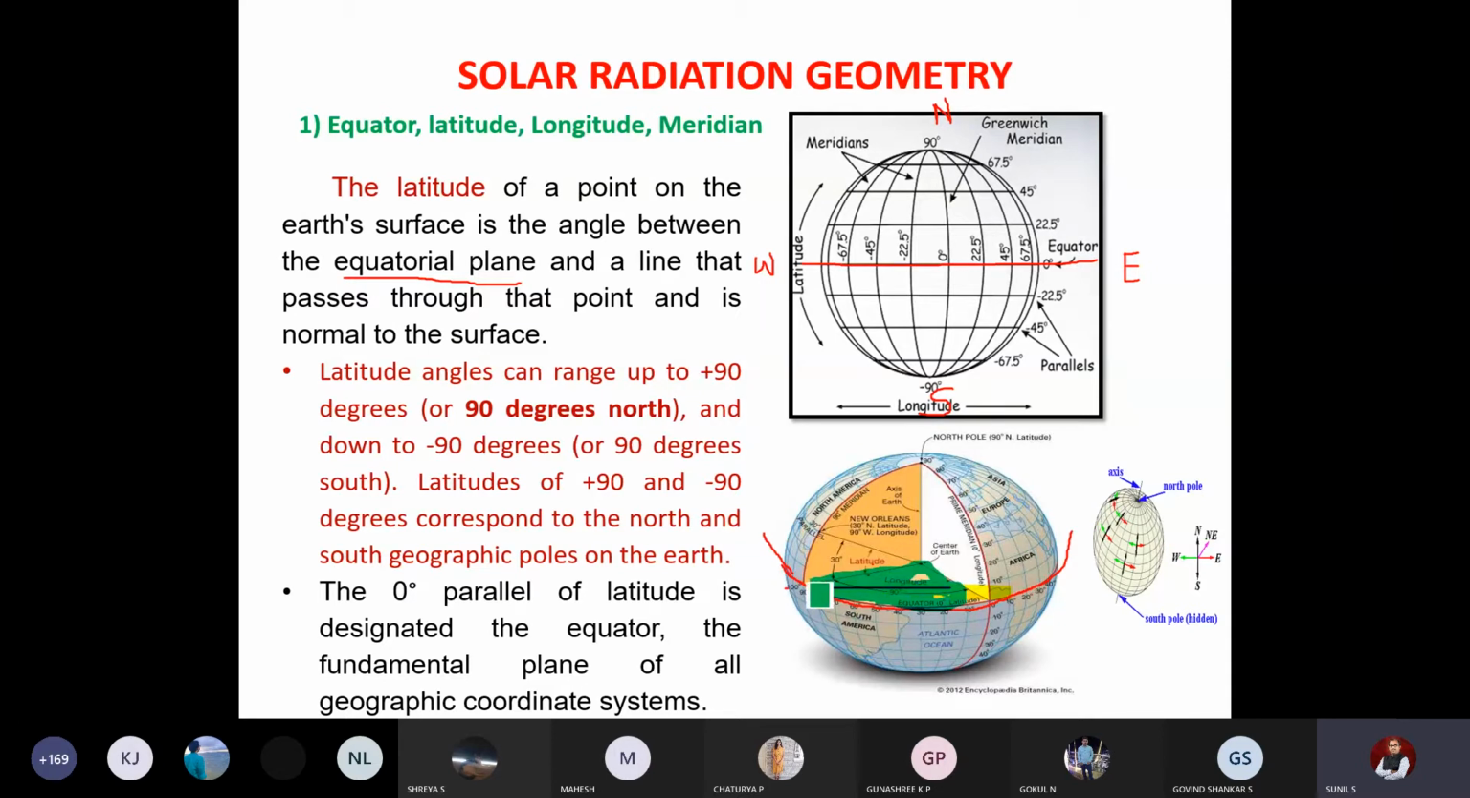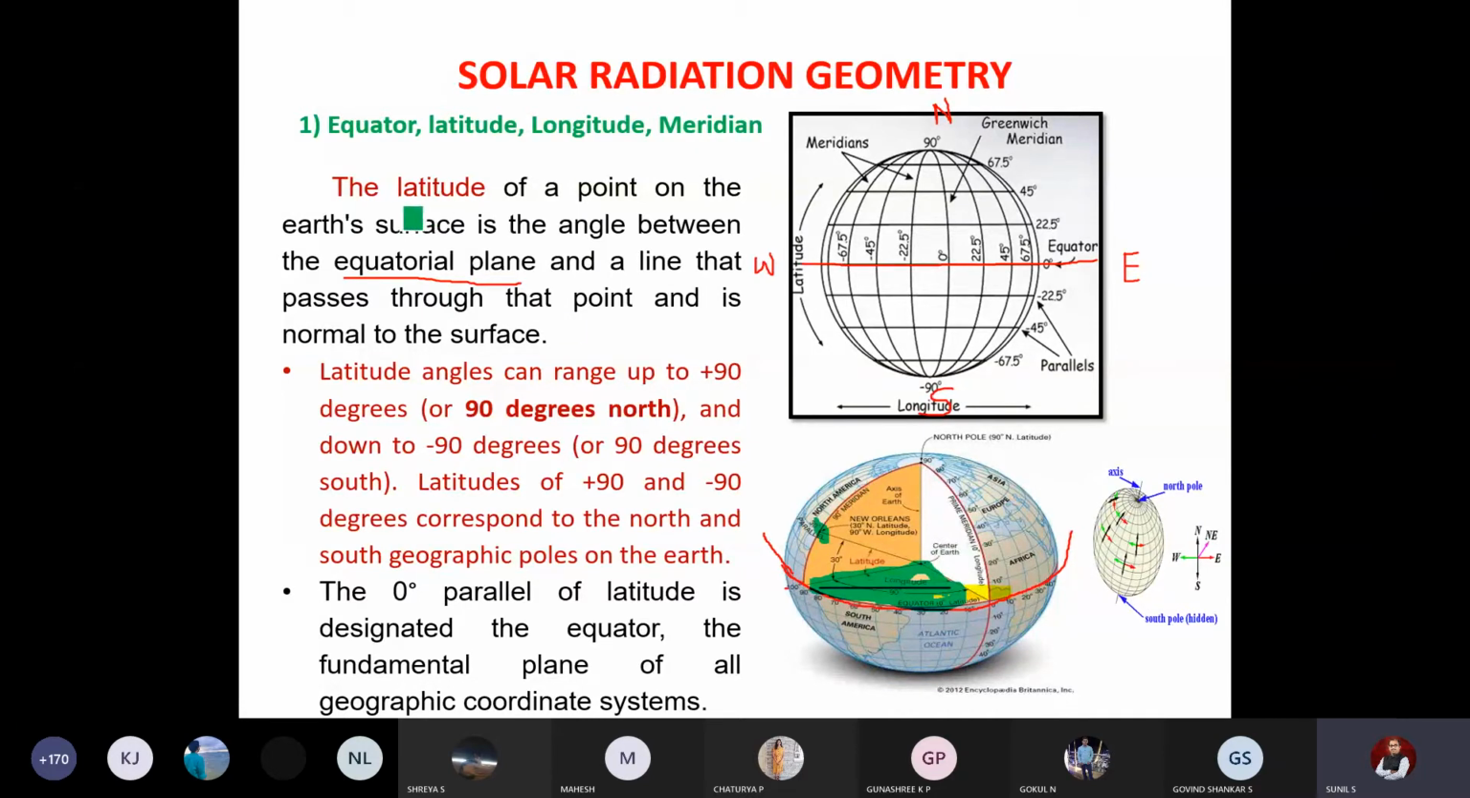If you want to find the latitude of this point on the earth, then you have to join the line with respect to the center. The angle made by the equatorial plane with respect to that line, we call it the latitude. We call it 30 degrees latitude, right?